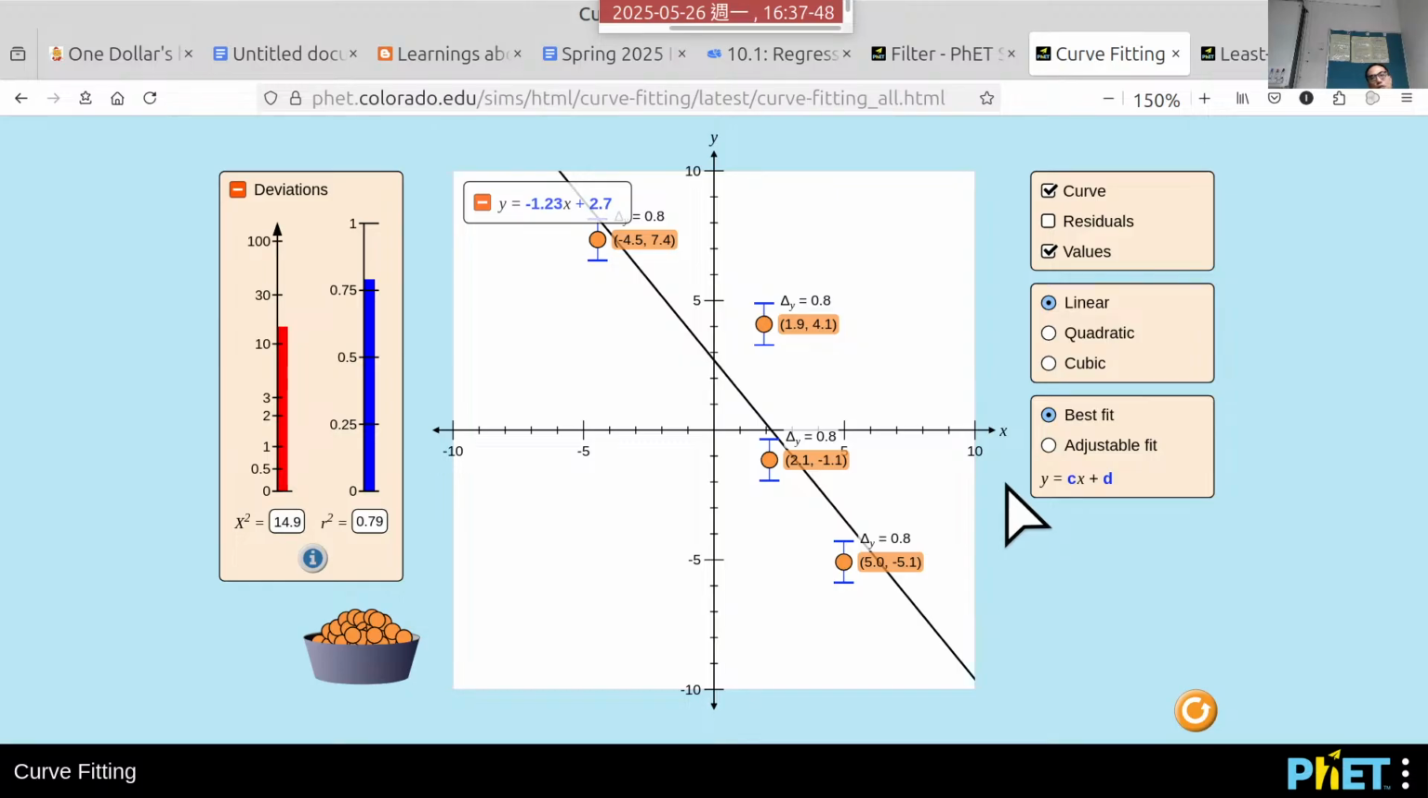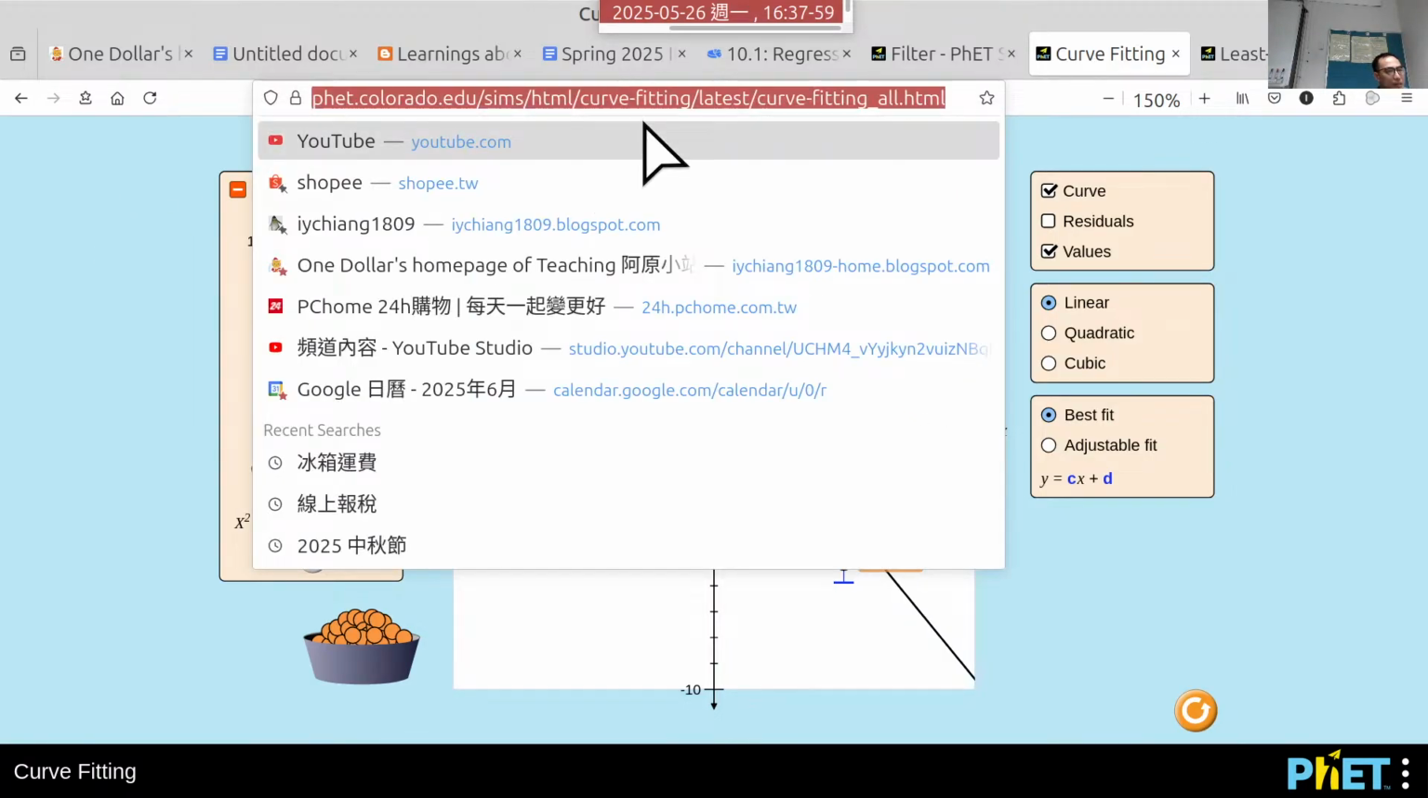Sure. In the future, please give this one a try, 2 minutes. Again, please try curve fitting, and you can take a screenshot of this one and write it out on your in-class assignment.